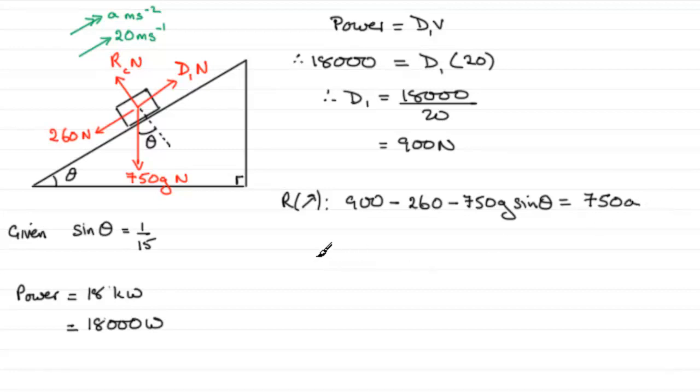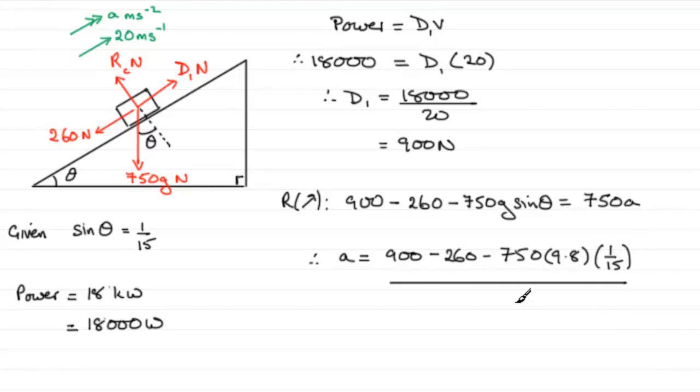And from this, we can rearrange this to get A by dividing both sides by 750. So the acceleration A is going to be 900 minus 260 minus 750 multiplied by g, which is 9.8, and the sine of theta was 1/15. And if we divide this all by the 750, that's going to get us that acceleration. And if you do this, it works out exactly at 0.2. So we've got the acceleration A is 0.2 meters per second per second.